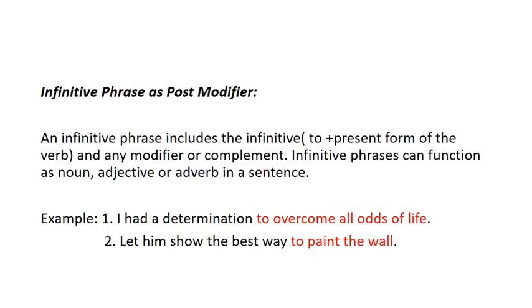Number 1, I had a determination to overcome all odds of life. Here, the infinitive phrase to overcome all odds of life is used after the noun determination and specifies it. As it is used after the noun, it is a post modifier of the noun. In the second sentence, let me show the best way to paint the wall. Here in this sentence, to paint the wall is an infinitive phrase and it is used after the noun phrase the best way and gives some specification about the noun phrase, so it is also a post modifier of the noun phrase the best way.